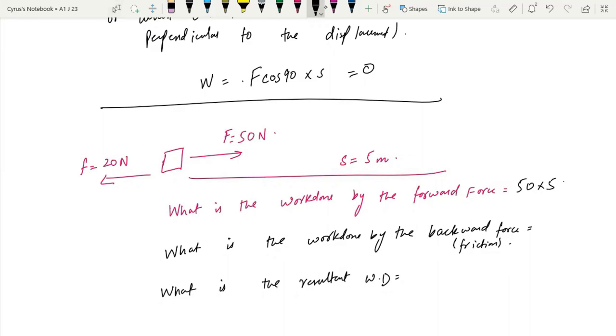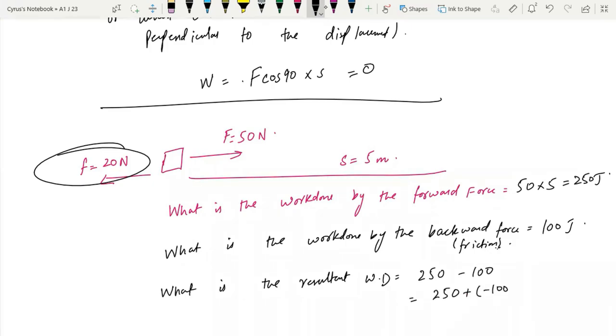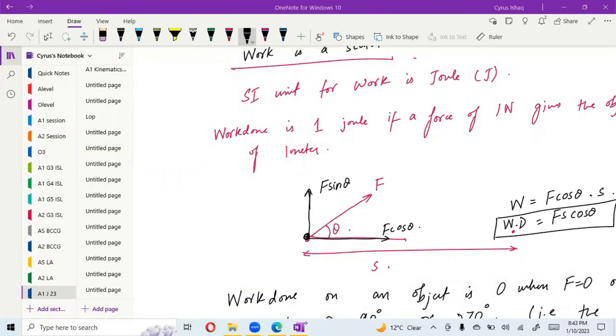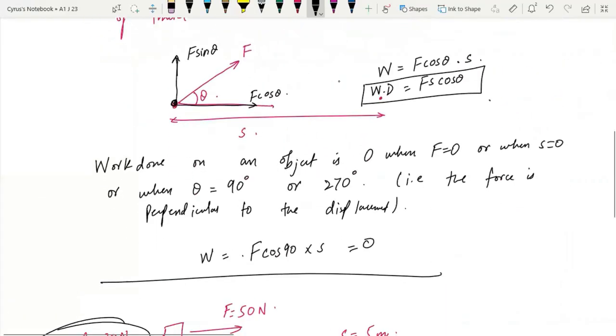50 times 5 will give you 250 joules. So the work done by the backward force is going to be 100 joules. What is the work done by the 20 Newton force? So then you say minus. I've already mentioned what is work done by friction. So that is 100 joules. And what is the resultant work done? 250 minus 100. If you look at it, you are actually doing 250 plus minus 100, this is 150 joules. This is what happens.